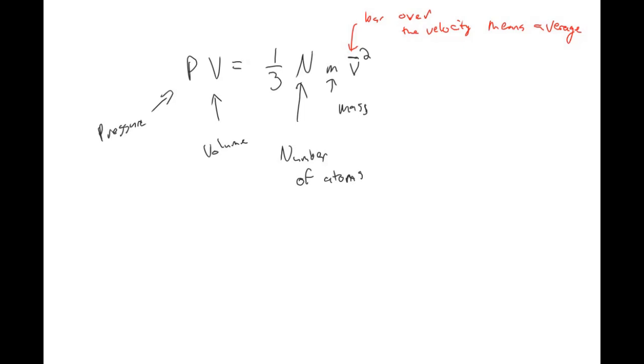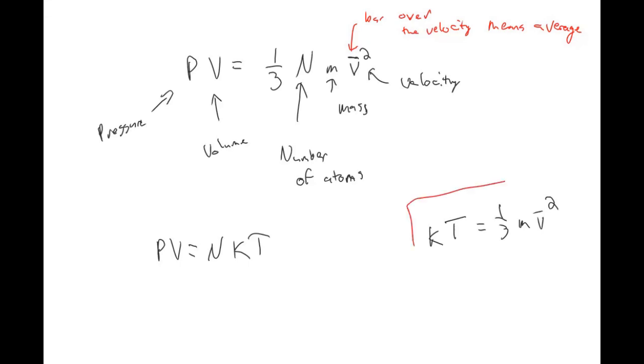So if we're comparing this equation to this physics equation that we had, then everything is the same except for this. The physics equation has a kT, and then this velocity equation has 1/3 m v average squared. And so these two things are equal to each other. So we said that temperature is related to the average kinetic energy of the molecules in a gas. So if you wanted to solve for temperature as a function of the average velocity, it would look like this: m v average squared over 3k.